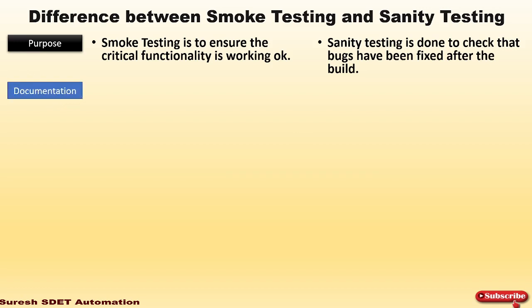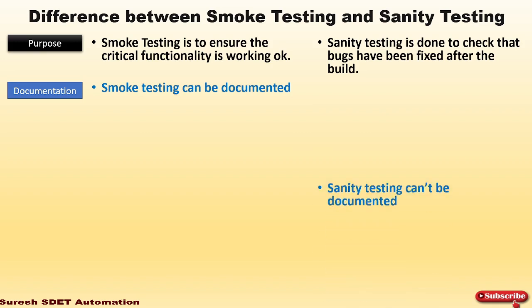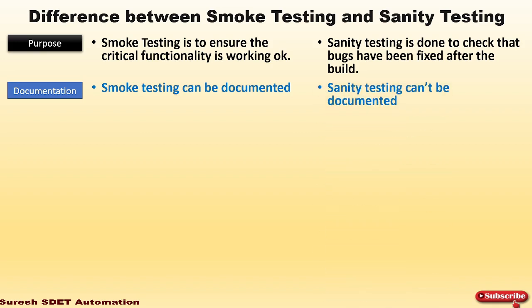And the documentation part: smoke testing is documented because we know what we need to achieve, and we draft a test case suite, which is called a smoke suite. Whereas sanity testing is not documented, because we get defects in various areas and it is performed on an ad hoc basis. Whenever we get a defect, the developer provides a fix and we perform sanity testing against it.